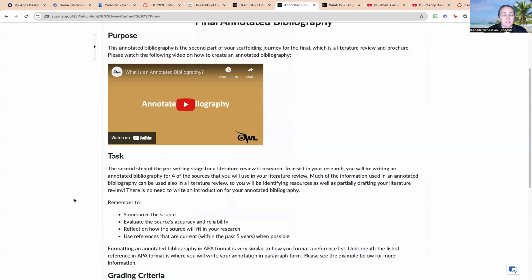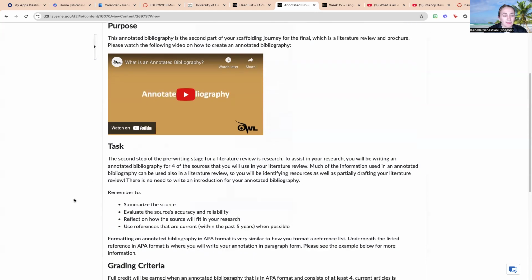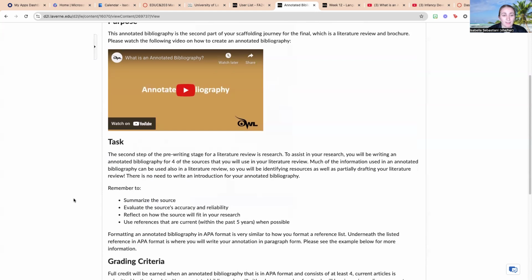As well as... Where was I? You're going to synthesize four resources, as well as connect them to how this will strengthen your paper's argument and/or balance your paper's argument.